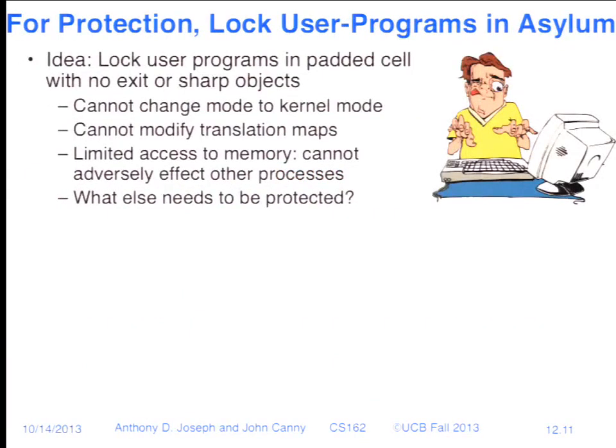So the idea of user mode is to protect other processes. You can think of it as a sort of padded cell with no sharp objects, or perhaps a kindergarten might be a nicer metaphor. But anyway, user code can't change the mode in order to access critical resources which the kernel has access to. It shouldn't modify any of the memory translation maps, and also shouldn't have direct access to memory except through the translation maps. All right, what other things should be protected?